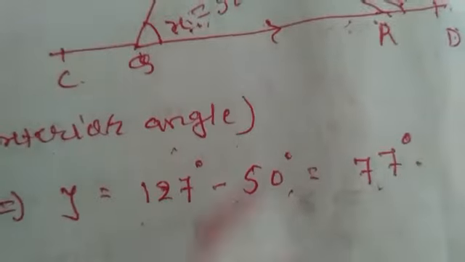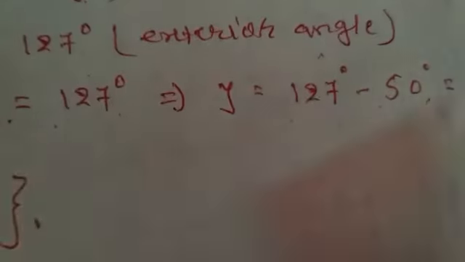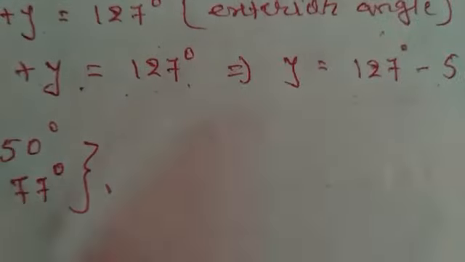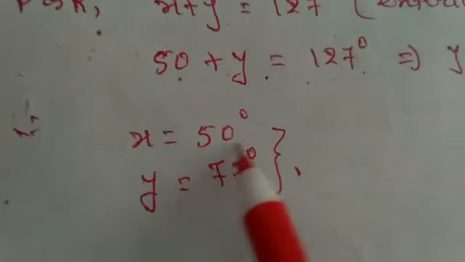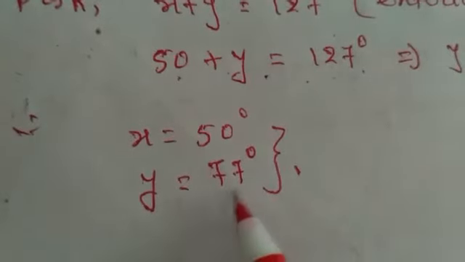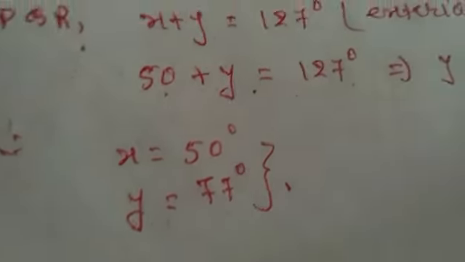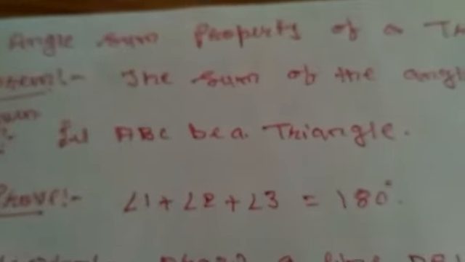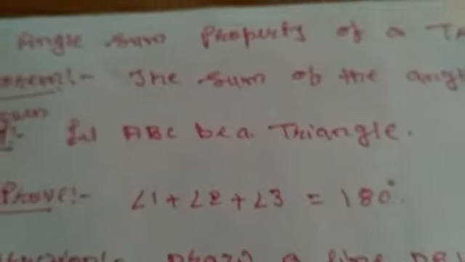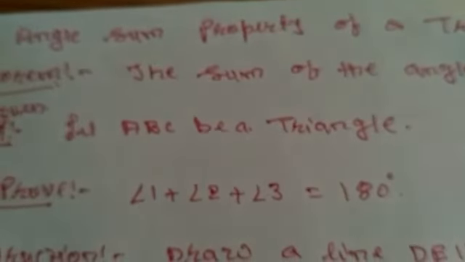So in this way we have found the value of X and Y, that we got the value of X as 50 degrees and Y as 77 degrees. In this way we have solved this sum. Now students, before starting the next topic of this chapter, we need to prove some important theorems, which are really helpful to you in this chapter and the next class also.